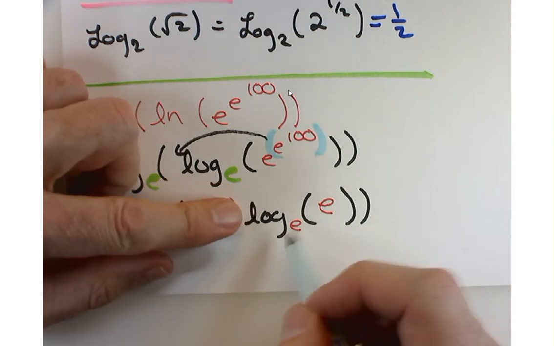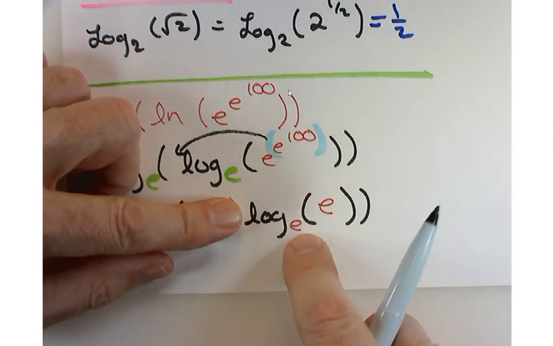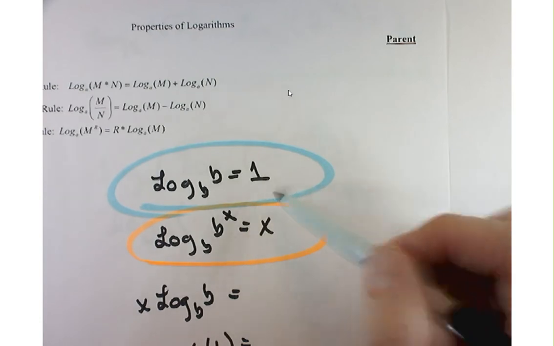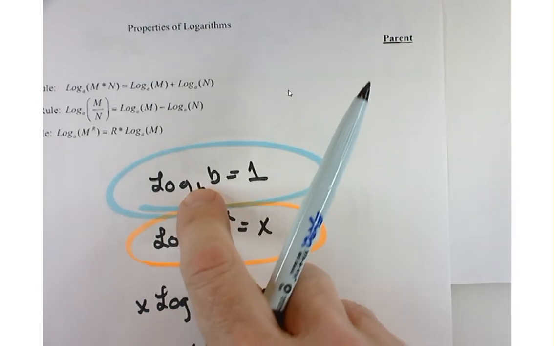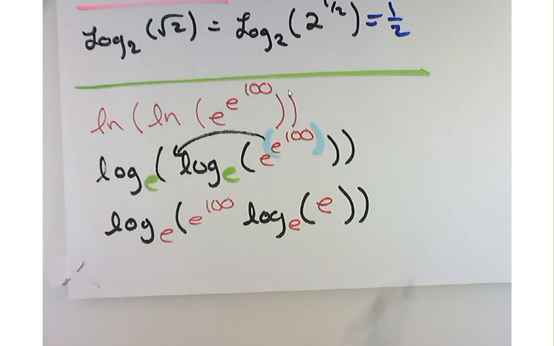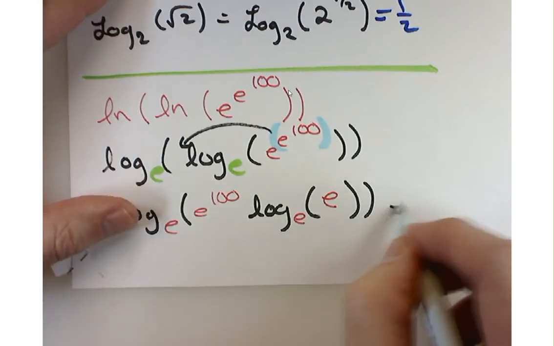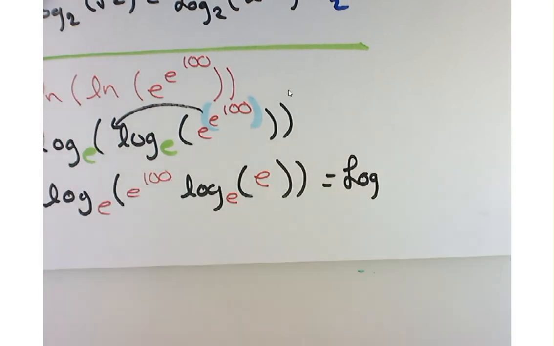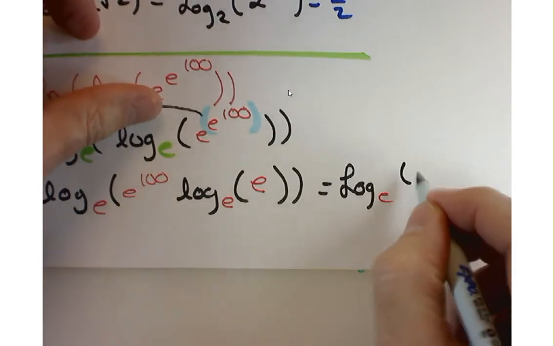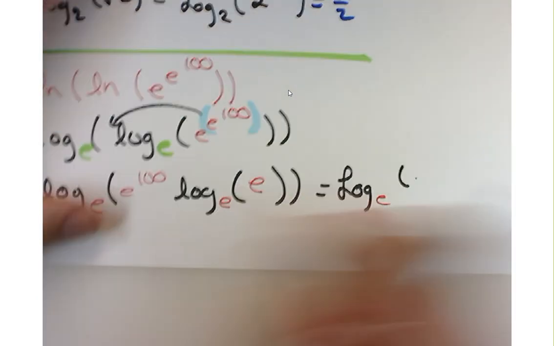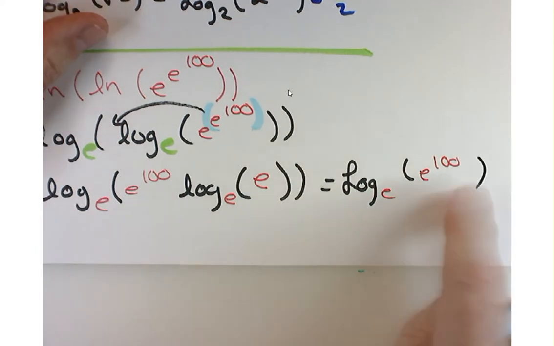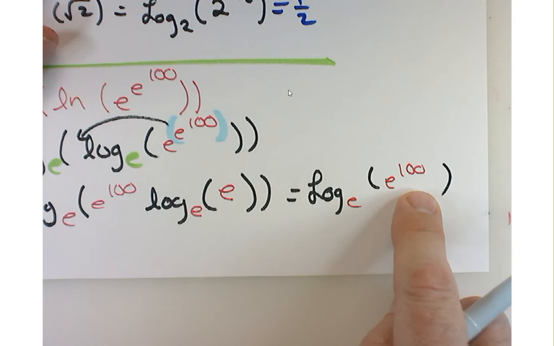So now let's work in the parentheses. What's log base e of e? That's 1. So those formulas I told you to write down and put in a special place in your notes, here we're using it again. Log base e of e is 1. So that's kind of cool. That turns this into log base e of e to the 100. Technically there's a times 1 that follows this, but we can ignore the times 1.